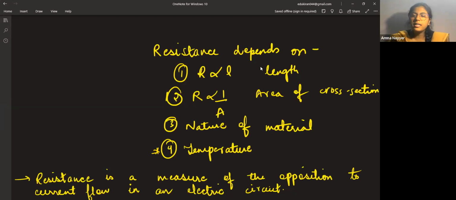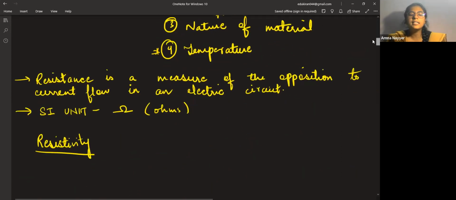First point, second point, and third point, you have numericals also that we'll discuss. For this point, you just have to remember nature of material. All right, so this I'll discuss. Resistance is a measure of the opposition to the flow of current in an electric circuit, and the SI unit is ohms. Write down about resistance, then we'll see resistivity.